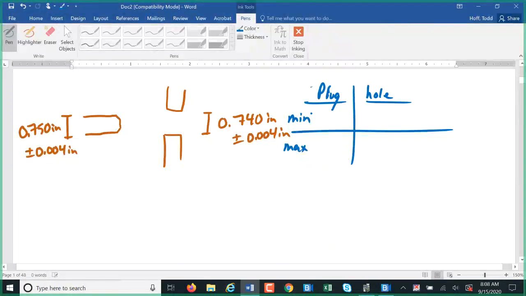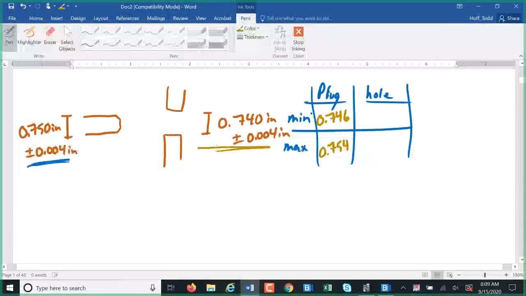For the plug, what is the minimum size of the plug over here? If we subtract the 4/1000ths from the 750, we get what? 746. What's the maximum size of that plug? 754. Good. For the hole, what's the minimum size? 736. Maximum? 744.